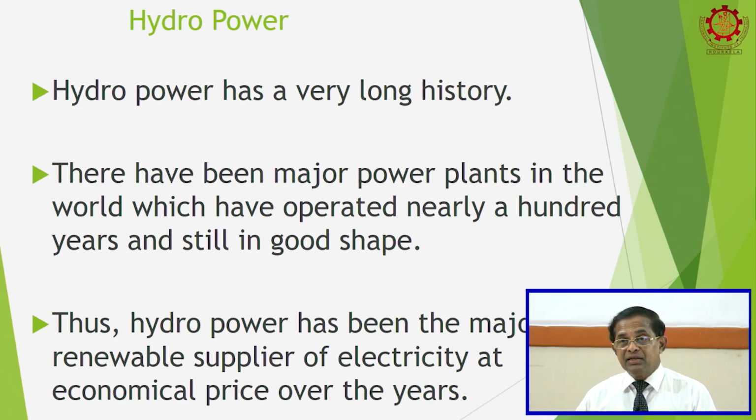And China, not recently, about some 10-15 years back, commissioned almost the world's largest hydropower plant, 20,000 plus megawatt, one single plant at Three Gorges Dam, and they are huge. So hydropower has a long history, and also it is a very much proven technology. And so, they have been a very good reliable renewable energy supplier at economical prices.